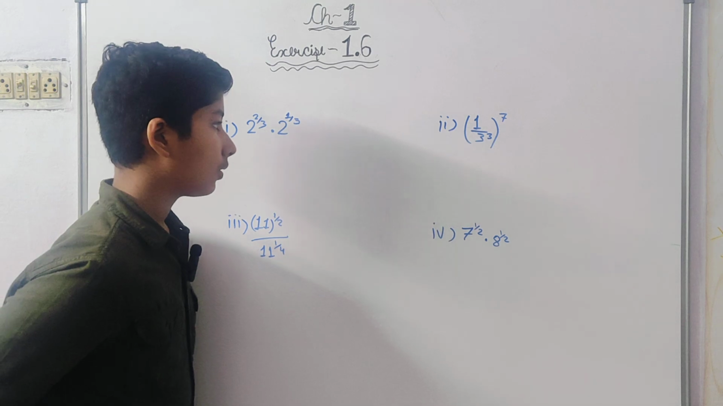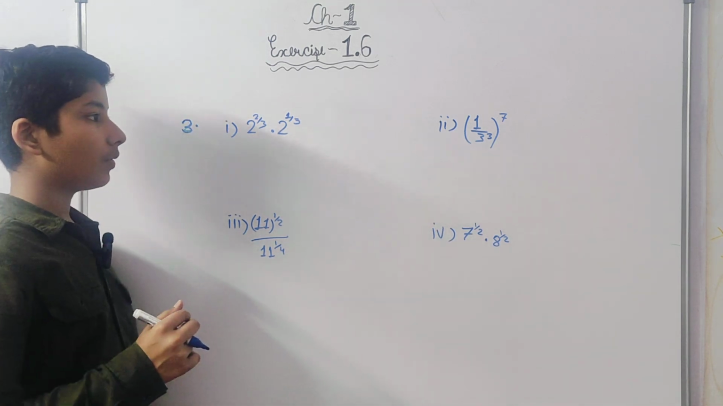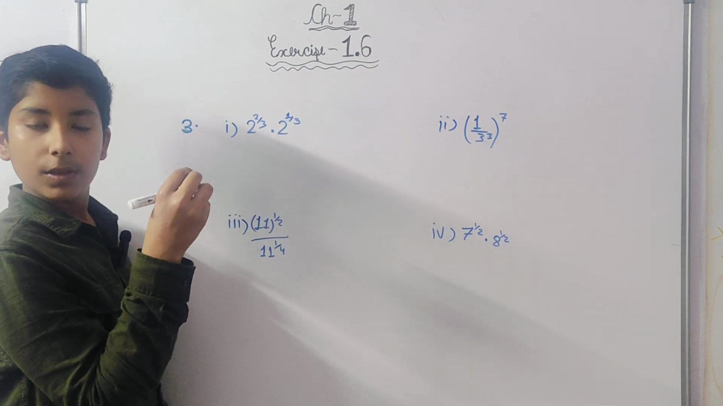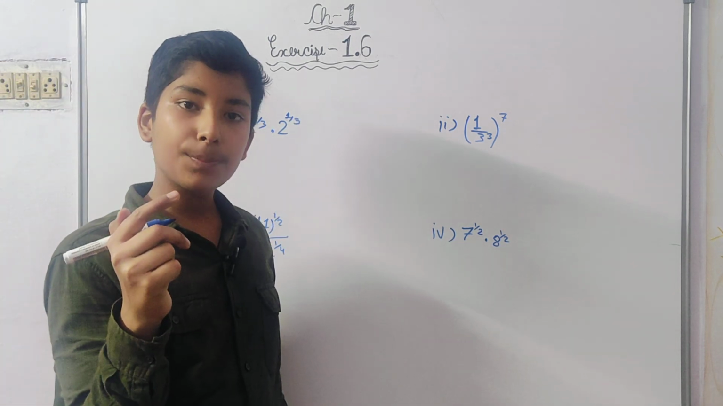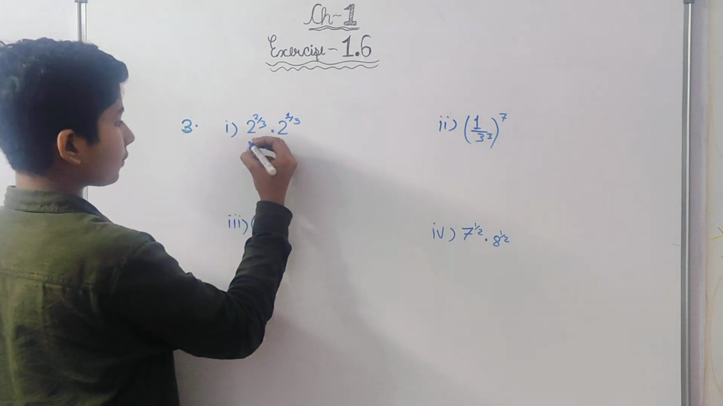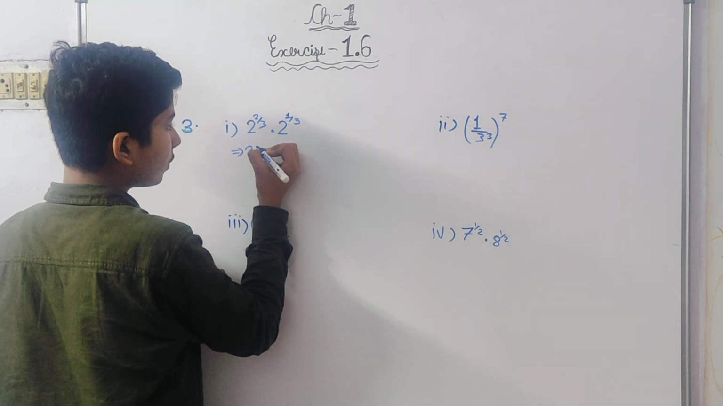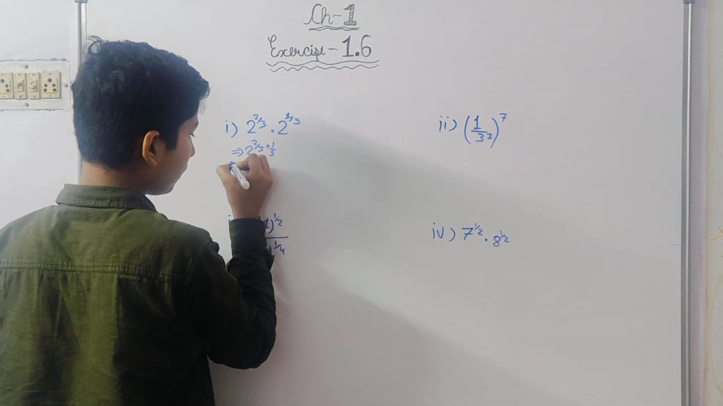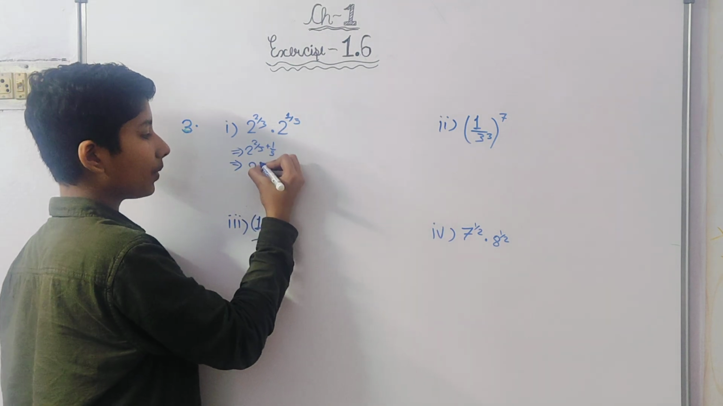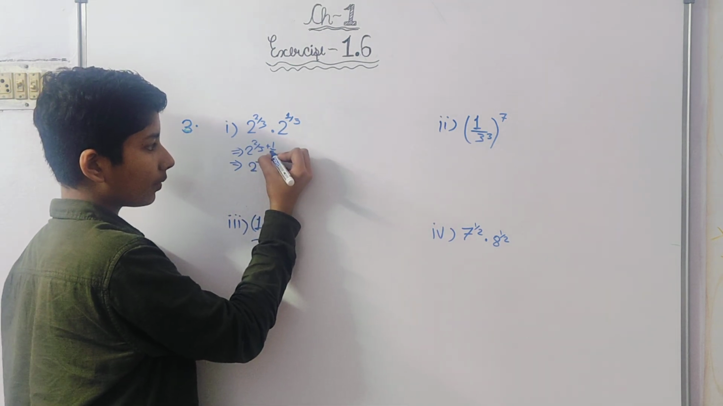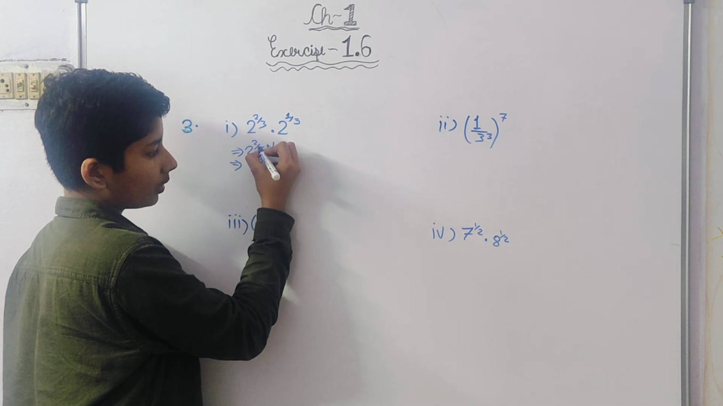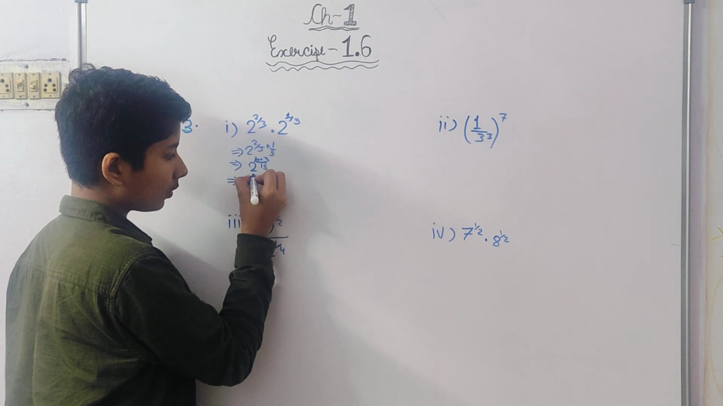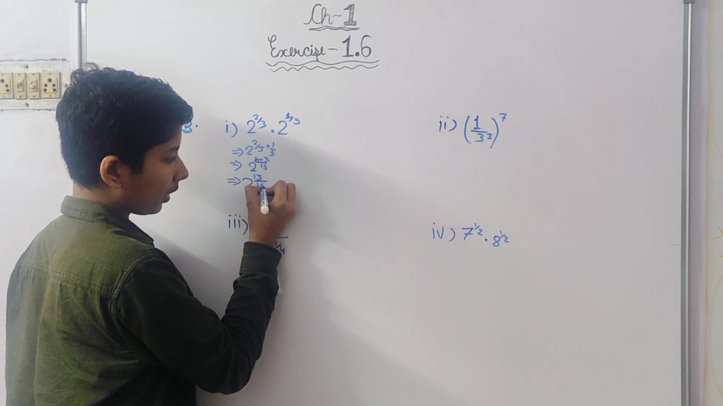Yes. So now we will solve it. 2 to the power 2 by 3 into 2 to the power 1 by 5. We know that when two bases are the same, the powers will be added. So it would be 2 to the power 2 by 3 plus 1 by 5. Taking 15 as common, 5 times 2 is 10 and 3 times 1 is 3, so it would be 2 to the power 13 upon 15.